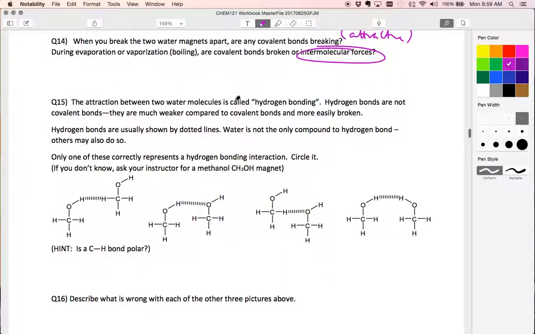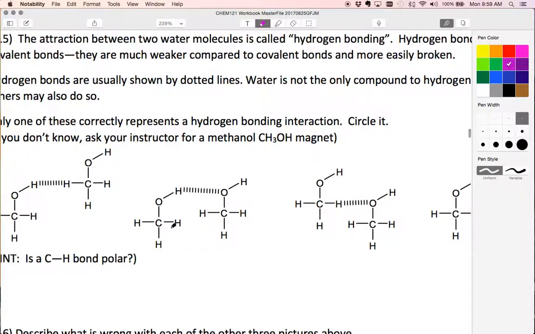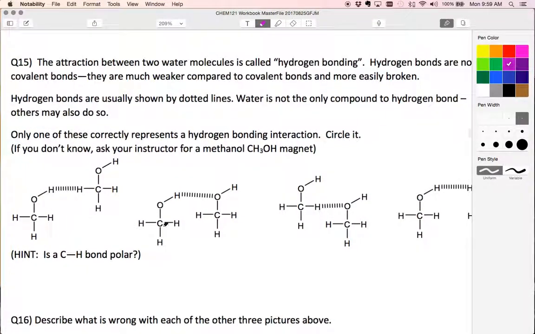The attraction between 2 molecules is called hydrogen bonding. They're not covalent bonds, they're much weaker than covalent bonds and more easily broken. And that's what's happening when you're boiling things or when you're melting things. You're breaking those hydrogen bonds or intermolecular forces. They're usually shown by dotted lines, and only one of these is a correct interaction. And to get there, all you have to do is know which bonds are very polar, and what are the dipoles, and what are those partial positive and negative charges.